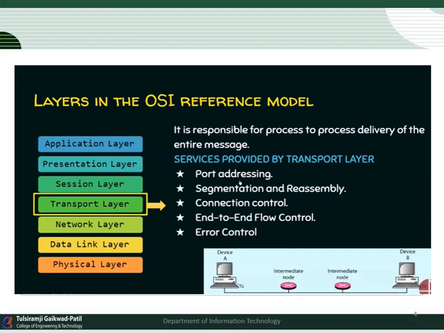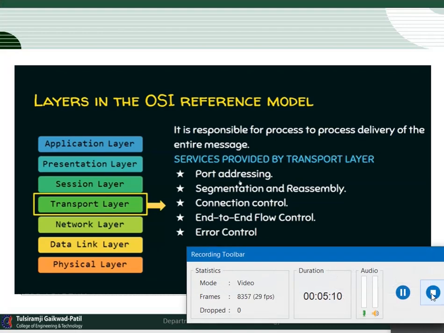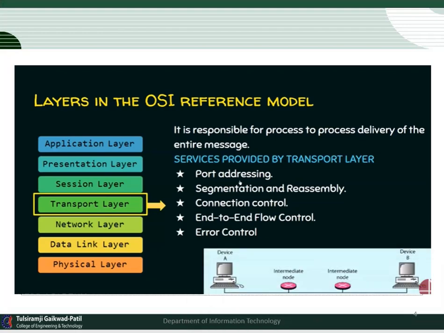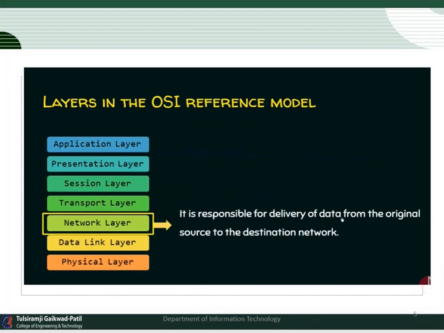Now see the last service provided by the transport layer, which is error control. Error control is generally used to find whether there is an error during the transmission. Now see the next layer. So far we have completed the transport layer. Now moving toward the next layer, that is the network layer.